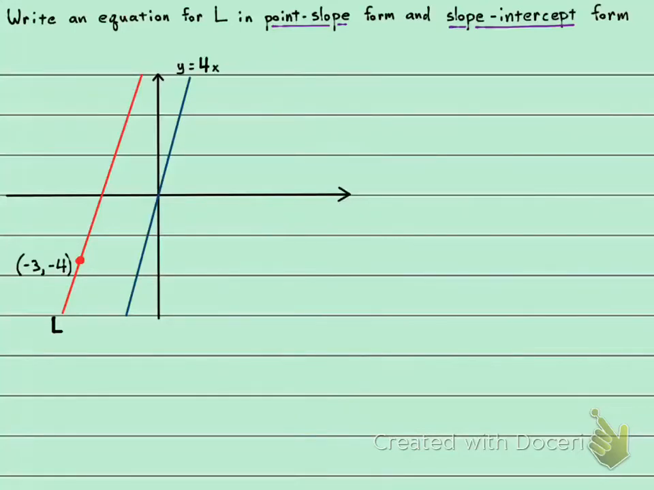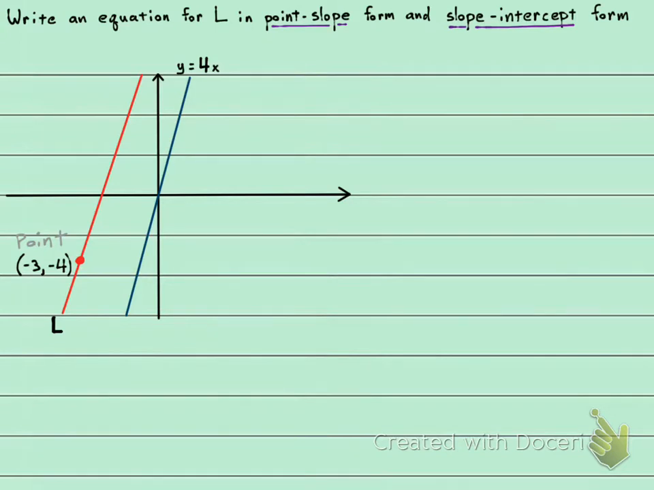Write an equation for line L, and they tell me this is line L, the red one, in point-slope form and slope-intercept form. Okay, so there's a lot of stuff here that they're not really telling us. One thing we have to look at is that we have a point on line L. So we have a point. And the other thing we need is a slope of line L.